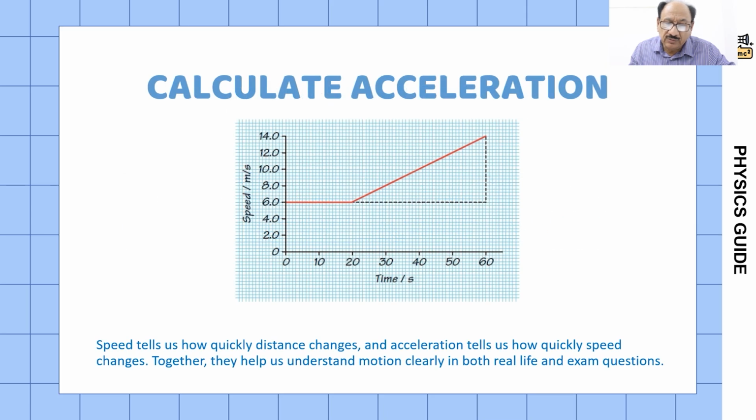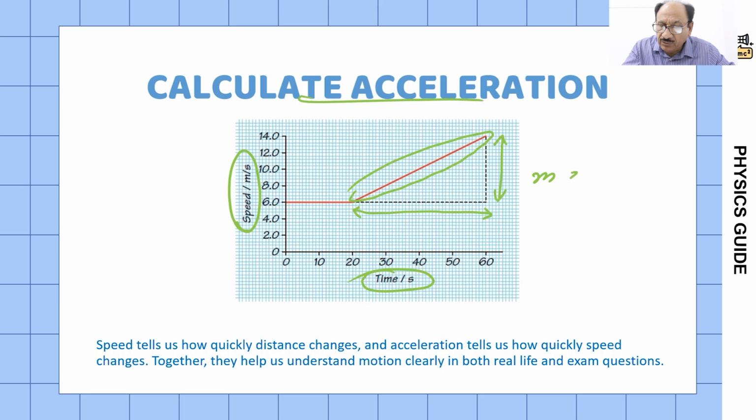Now, calculate acceleration. How are we calculating acceleration? In a speed time graph, speed is taken on the y-axis and time is taken on the x-axis. We will discuss in detail in this video how we are calculating acceleration. So in the case of this portion, we can check the change in y over change in x, and this will be the gradient, which is equal to change in y over change in x. This will give us the slope, which is basically acceleration.